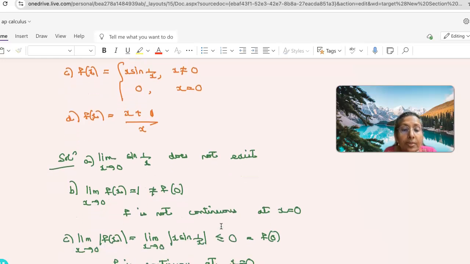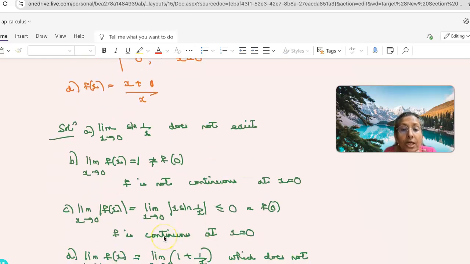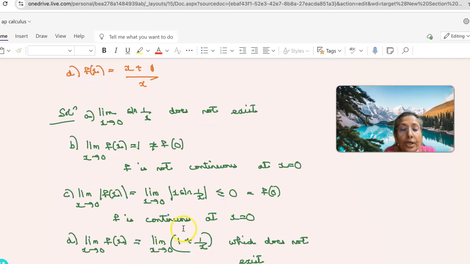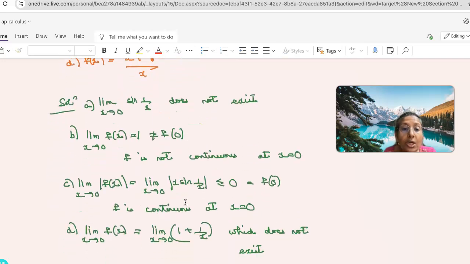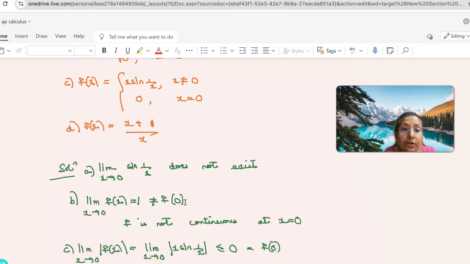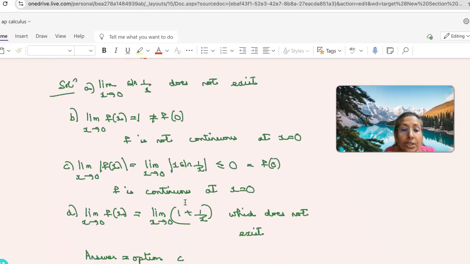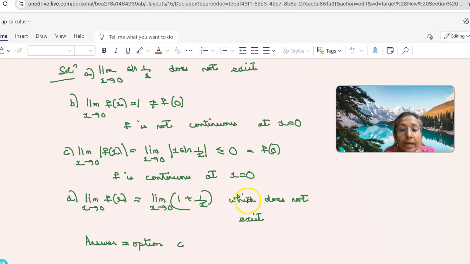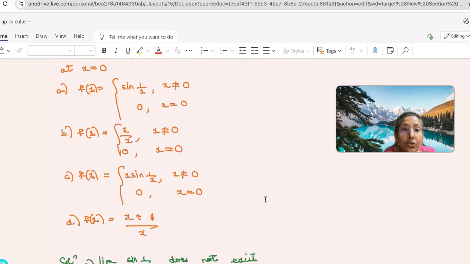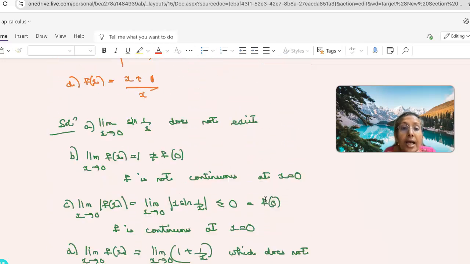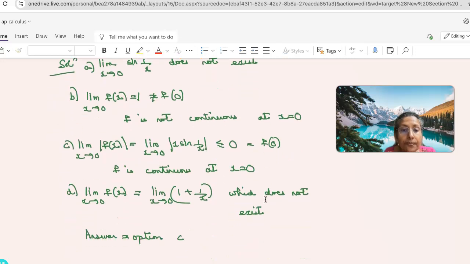If you look at C, the limit as x tends to 0 of mod f(x) will be the limit as x tends to 0 of mod of x sine 1 by x, which is less than or equal to mod x, because you have an x here. Mod of AB is mod A into mod B. And this limit is 0, which is f(0). So f is continuous at x equal to 0. And what about D? D will be 1 plus 1 by x. The limit as x tends to 0 of 1 plus 1 by x does not exist. So we are asked for which of the following functions it's continuous. It's continuous at C. So it is option C.